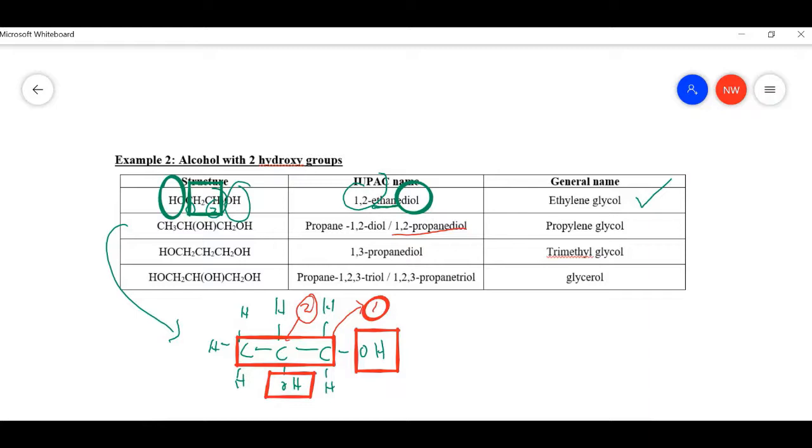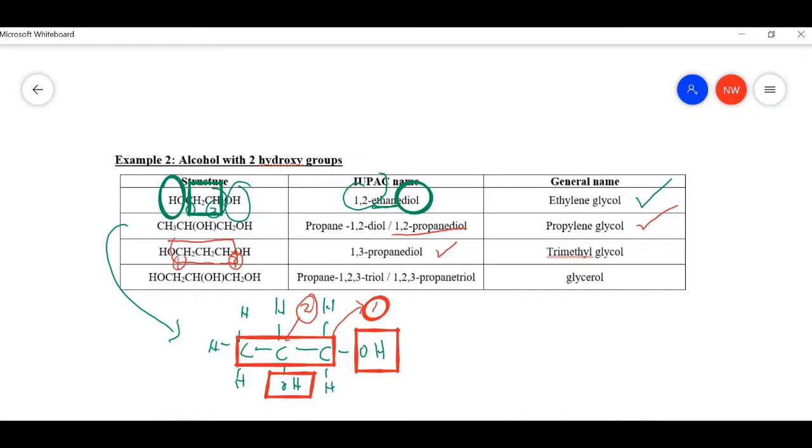Okay. Propane sebab ada 3 karbon lah. Diol sebab kita ada 2 OH group. And then that OH group attach pada position 1 dan 2. So 1,2 propane diol. Ataupun you boleh jumpa juga dalam internet kadang-kadang dia buat naming propane 1,2 diol. Alright. So dia punya general name adalah propylene glycol. So let's see the other compound example. Okay, as you can see here, we got CH2, still propane. Tapi the position of OH adalah pada position yang pertama dan juga position yang ketiga. So the IUPAC name adalah 1,3 propane diol and the general name adalah trimethyl glycol.